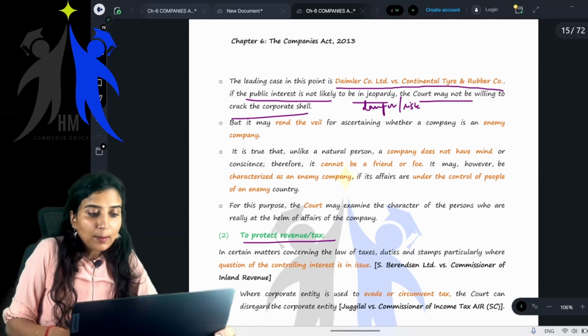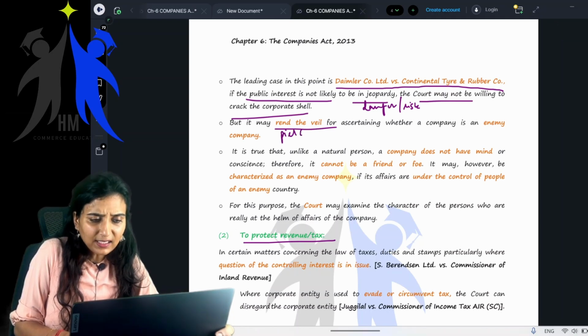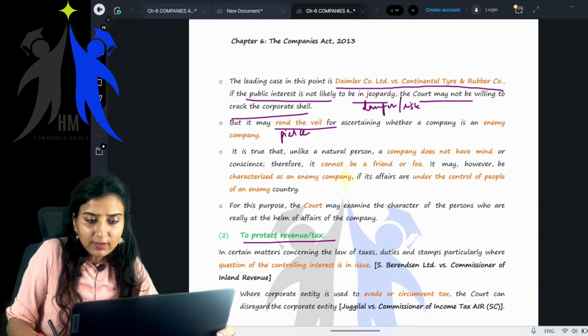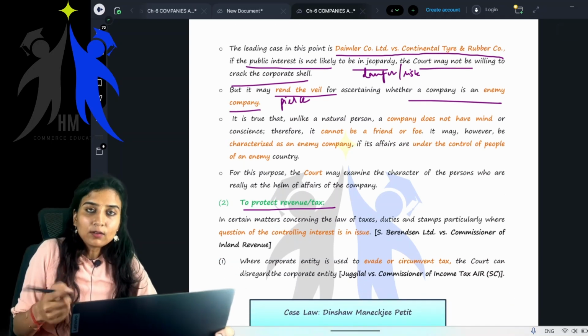Getting it? Yes. But it may rend. See, it may rend the veil. Rend meaning pierce. Basically, pierce the veil for ascertaining whether the company is an enemy company. If it is, then obviously.